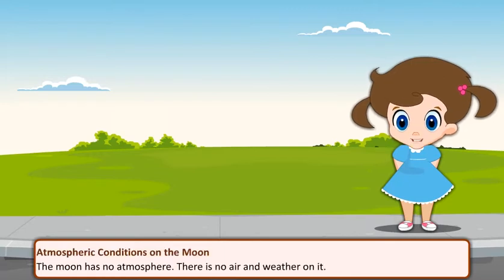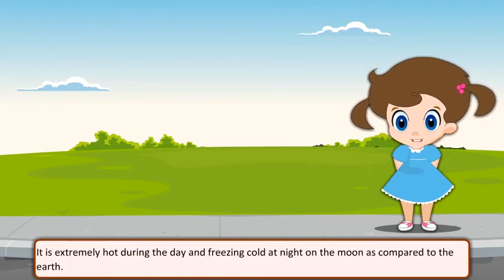Atmospheric conditions on the moon. The moon has no atmosphere. There is no air and weather on it. It is extremely hot during the day and freezing cold at night on the moon as compared to the Earth.